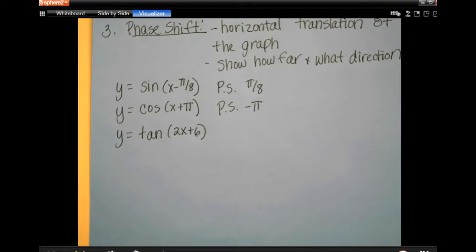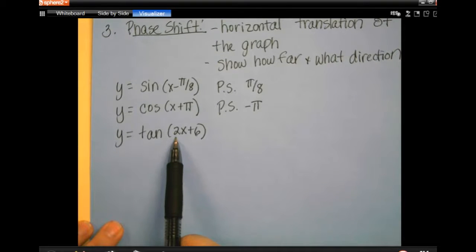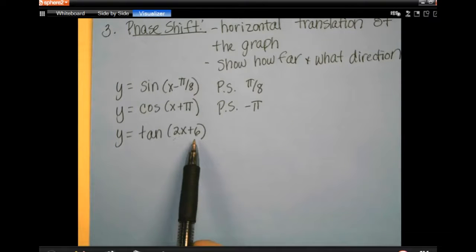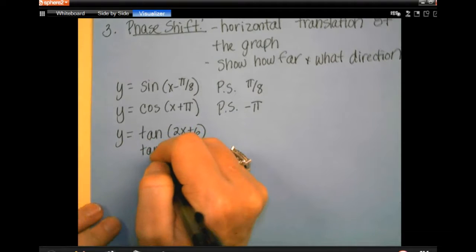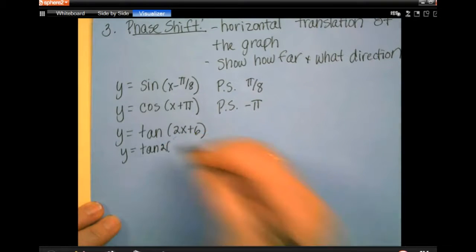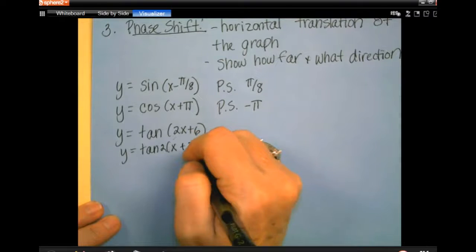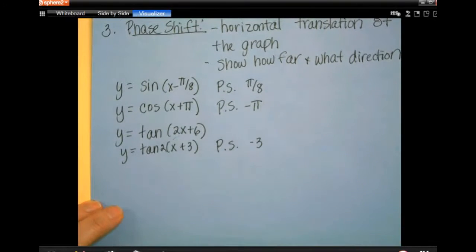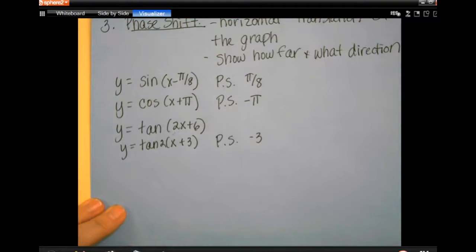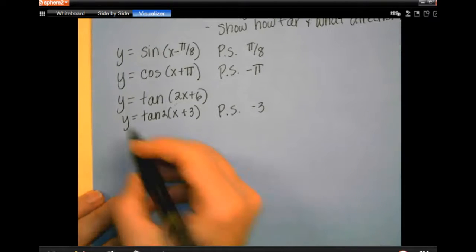So first of all, before we write anything, what's the period here? The period comes from the 2. It's tangent, so it's pi over 2, right? So the period is pi over 2. Before I can get the phase shift, though, I have to factor out the 2. So the tangent, I have to take the 2 out, so I get x plus 3. So the phase shift is negative 3. One more.